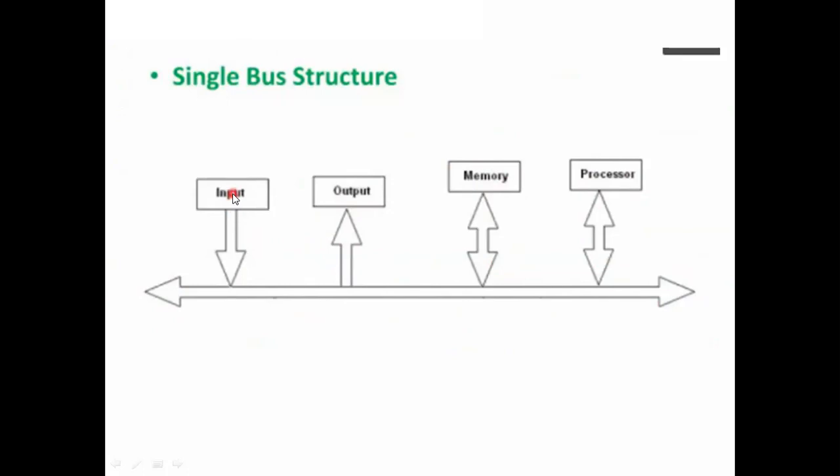The data will be transferred from the input to the processor. Whenever the processor completes the operation, it gives the output to the output unit. Suppose in the execution of an instruction, we want data from a memory location, then the data is taken from the memory. In this way the data is transferred from one device to another device.